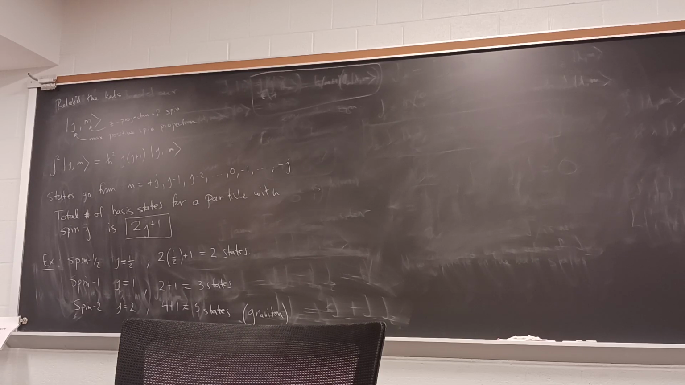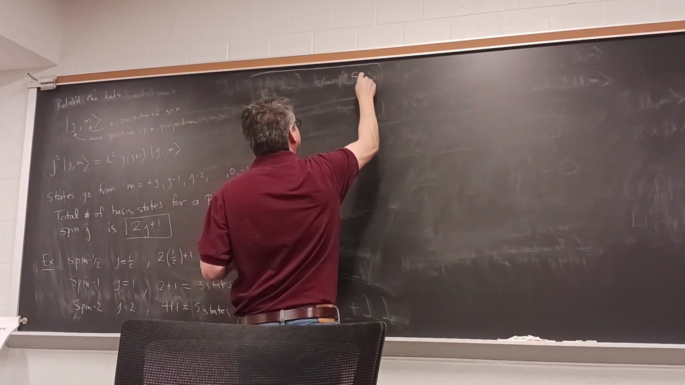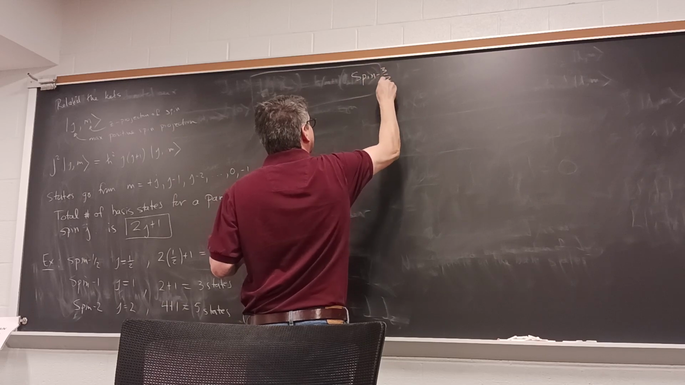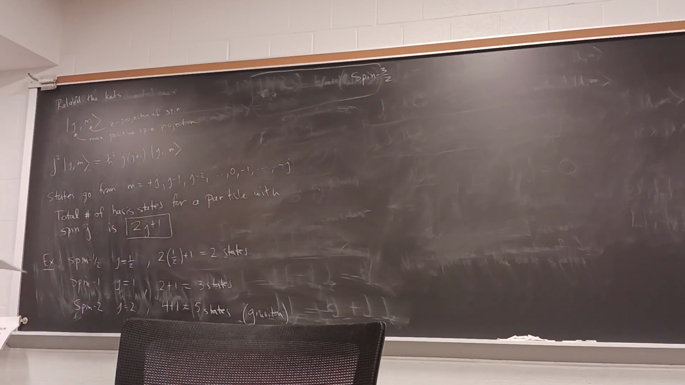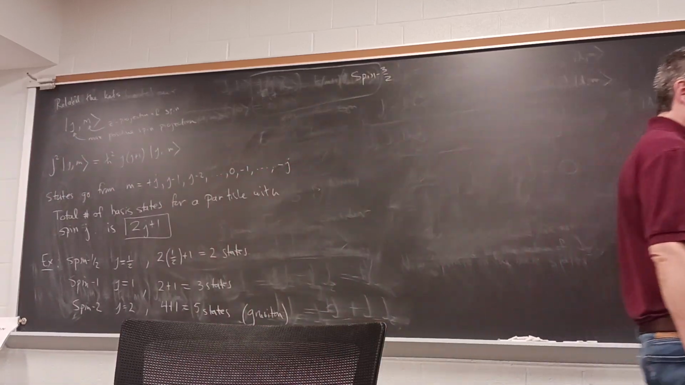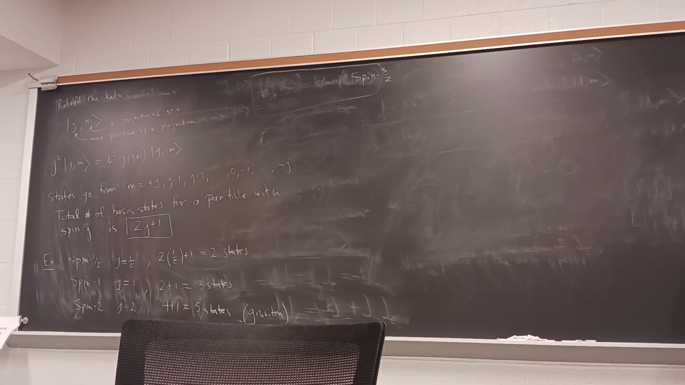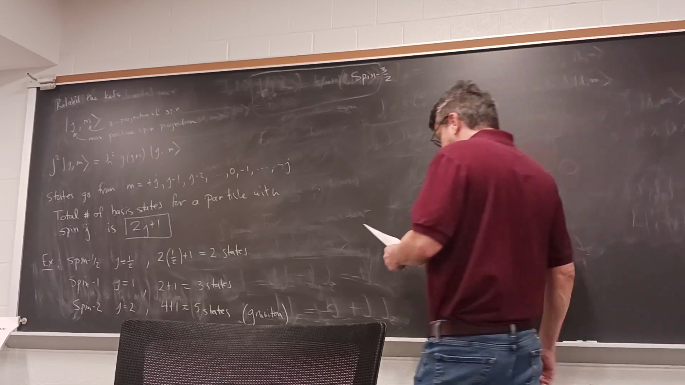Okay, so let's consider a spin 3 halves particle. Anything with half integer spin has to be a fermion. But let's forget about fundamental particles that have spin 3 halves for a moment and just think about some real things that do have spin 3 halves, like nuclei that you can do magnetic resonance imaging on. They have spin 3 halves, and you can see all of these states.